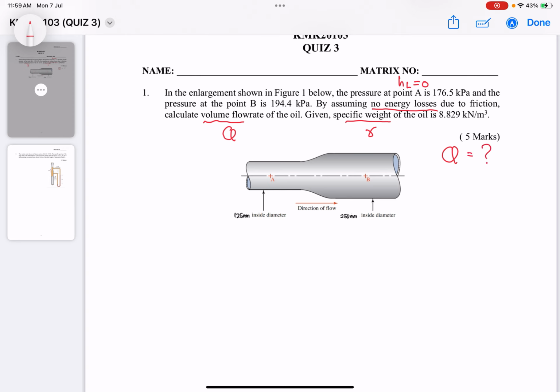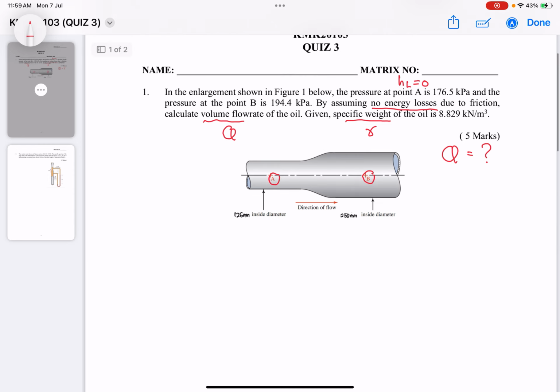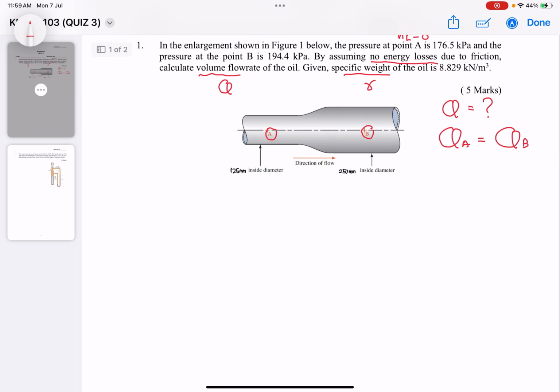If you notice, it doesn't mention whether you need to find QA or QB. It is because from chapter number 5, we know that the flow rate at point A is actually equal to the flow rate at point B. So, it doesn't matter whether you find QA or QB. Either one should give the same answer.